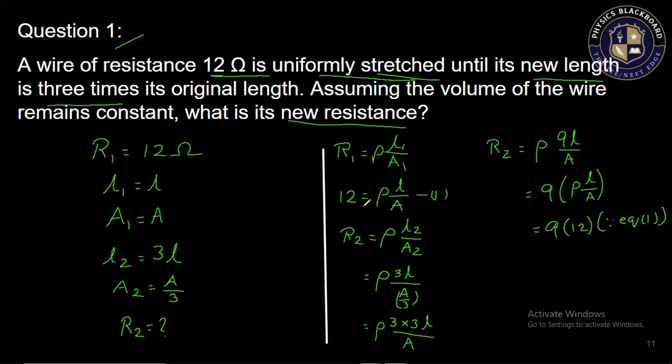You see that in equation 1, rho L by A is equal to 12. So in the place of rho L by A, I'm using 12. So 9 into 12. What will you get? 12 9s are 108 ohms. This is the new resistance. R2 is equal to 108 ohms. Done.